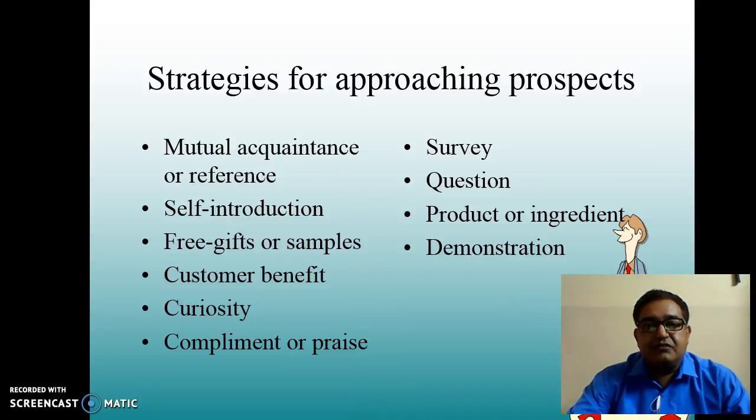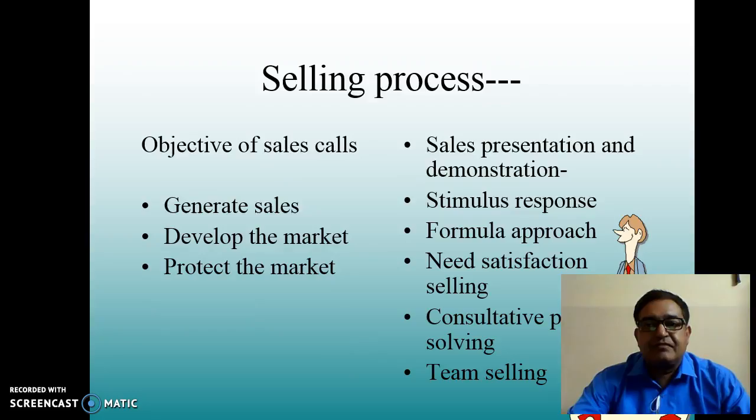Now what are the strategies for approaching a prospect? Either you go through mutual acquaintances or references, or by giving a self-introduction, or offering them free gifts or samples, or offering them customer benefits, or generating curiosity about your product, compliment or praise, or through surveys, questions, product or ingredients, or the demonstration. So these are the different strategies by which you can approach a prospect.